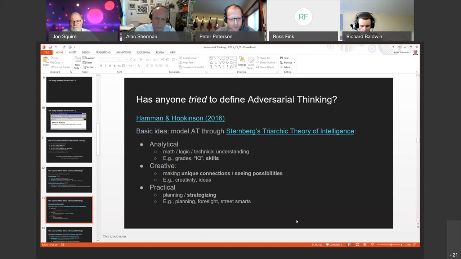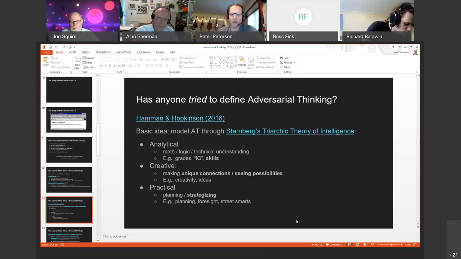Seth Hammond, in his thesis, I think he was at the Air Force Institute of Technology when he did that, and the paper linked there is with Hopkinson, focuses on adversarial thinking with game theory through a particular theory of intelligence called Sternberg's triarchic theory. And Sternberg's triarchic theory breaks intelligence into categories, which is sort of mathematics, logical, creative thinking, unique connections, seeing different possibilities, and then the practical, which is sort of putting those things into practice, right? Planning, strategizing.